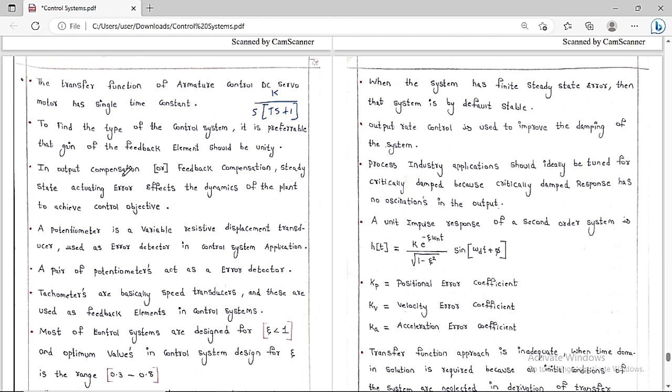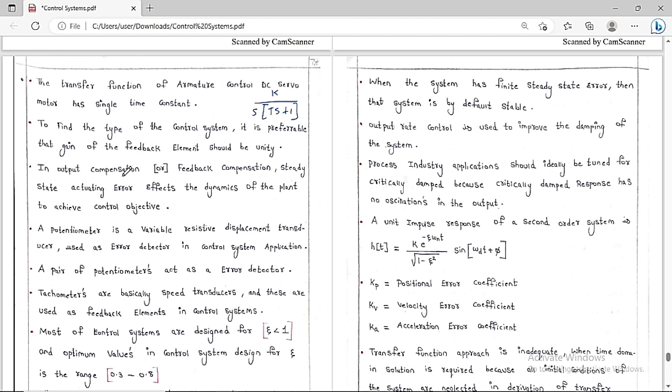So listen carefully, in the output compensation or the feedback compensation, there is a feedback from output to input. Because of this, there is some error between the actual output and the desired output. This steady state error we give as input to the controller. Then the controller gives some actuating signal to the plant in order to make the actual output the desired output.